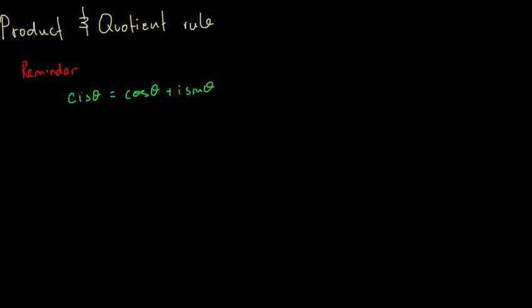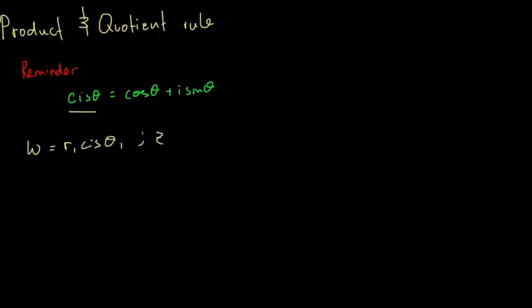Hey guys, welcome back. In today's lecture, I'm going to talk about the product and quotient rule of a complex number. Now, just a quick reminder from the previous lectures that cis theta is equal to cos theta plus i sine theta. So cis theta is just basically a shorthand for saying cos theta plus i sine theta.